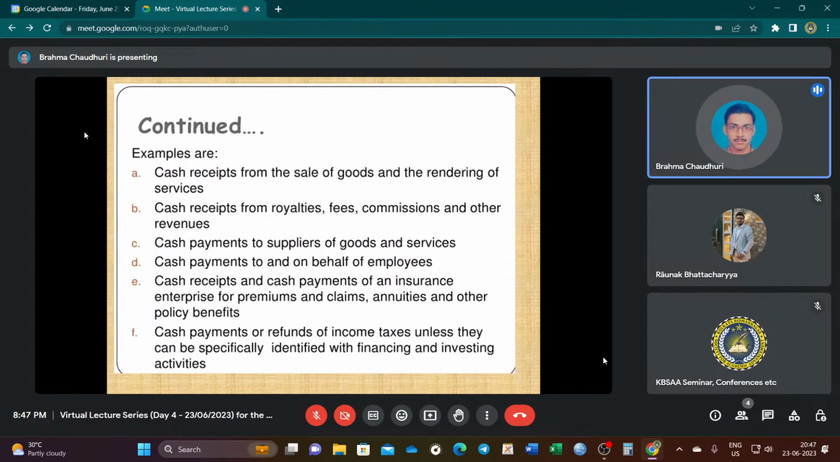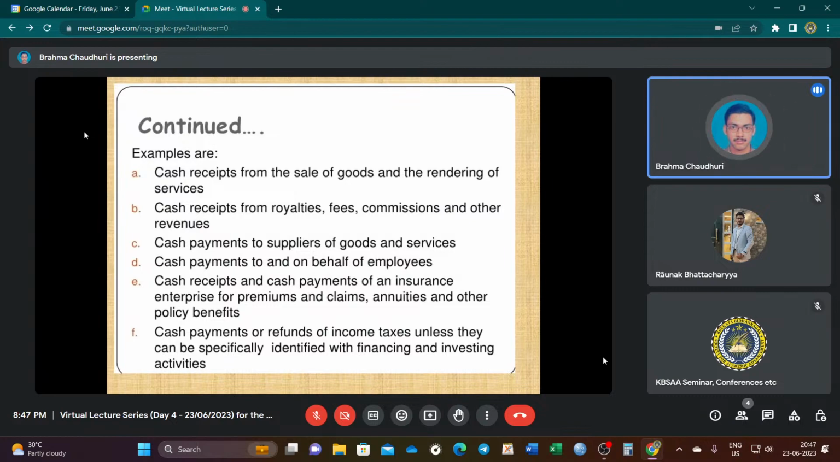like cash receipts from the sale of goods and the rendering of services, cash receipts from royalties, fees, commissions, and other revenues, cash payments to suppliers of goods and services, cash payments to and on behalf of employees, cash receipts and cash payments of an insurance enterprise for premiums and claims, annuities, and other policy benefits, cash payments or refunds of income taxes unless they can be specifically identified with financing and investing activities.